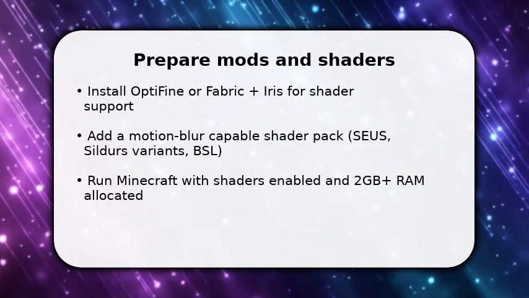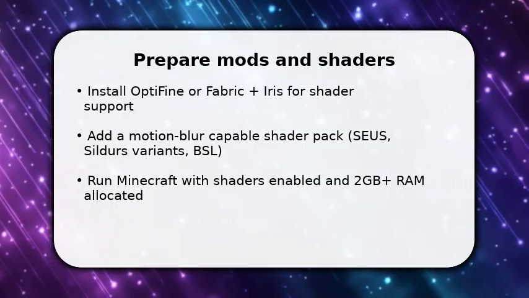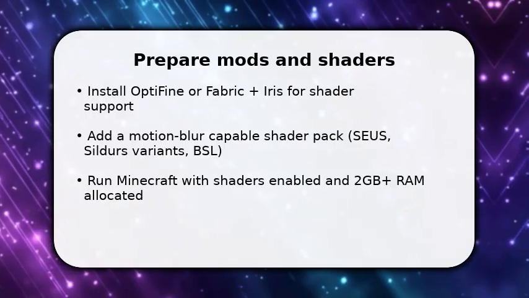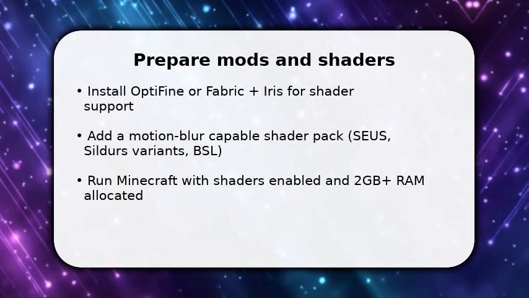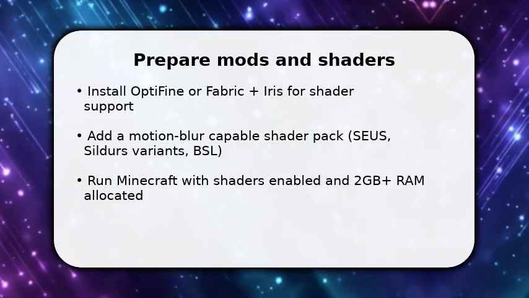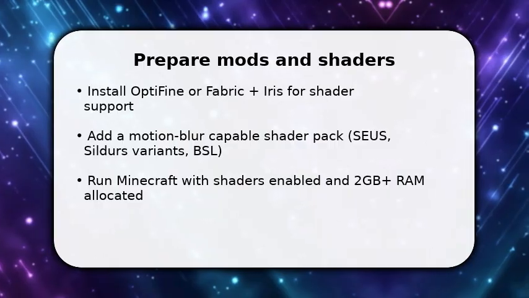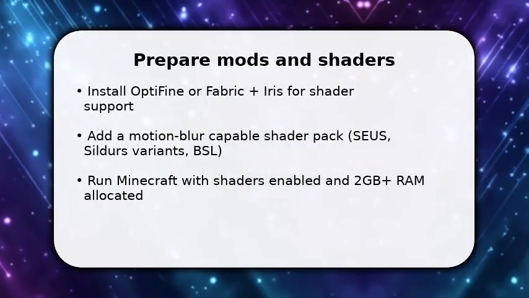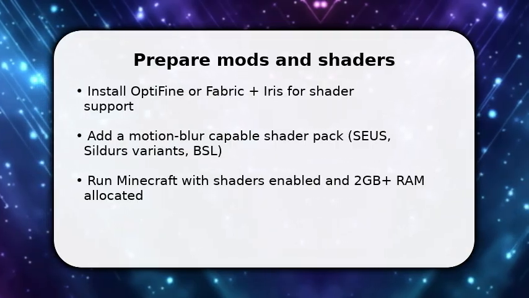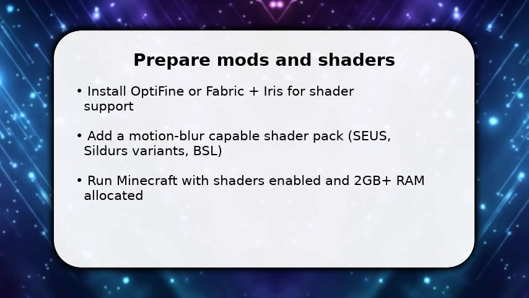You start by preparing the environment. Install Optifine or Fabric with Iris so shaders run, then drop a motion blur-capable shader pack into the shaders folder. Allocate at least 2 GB of RAM to avoid stuttering, and choose the same Minecraft version as the shader. Once done, launch the game, open video settings, and activate the shader. This gets the engine ready, so you can change motion blur parameters directly instead of chasing compatibility issues later.